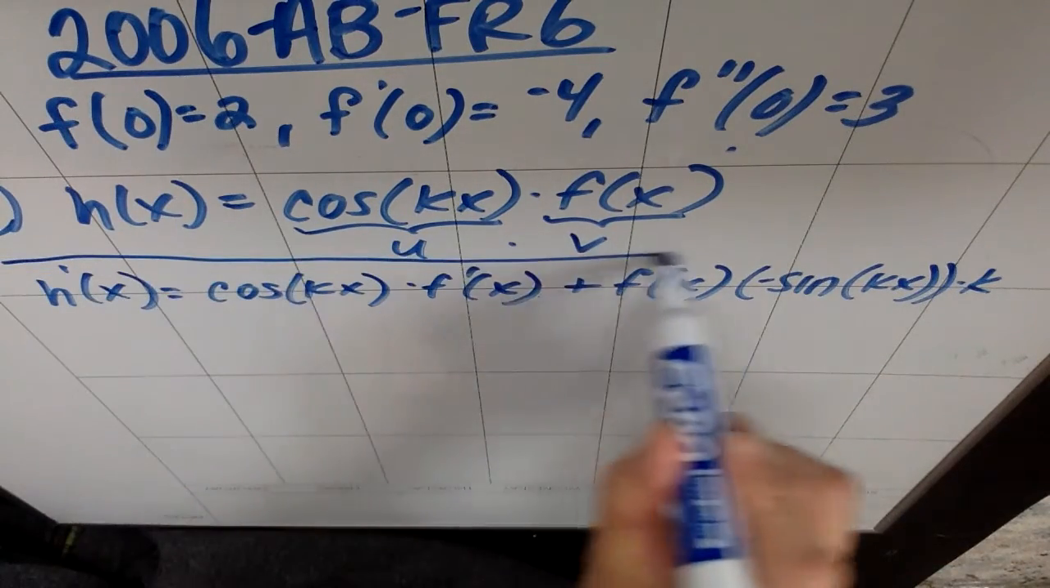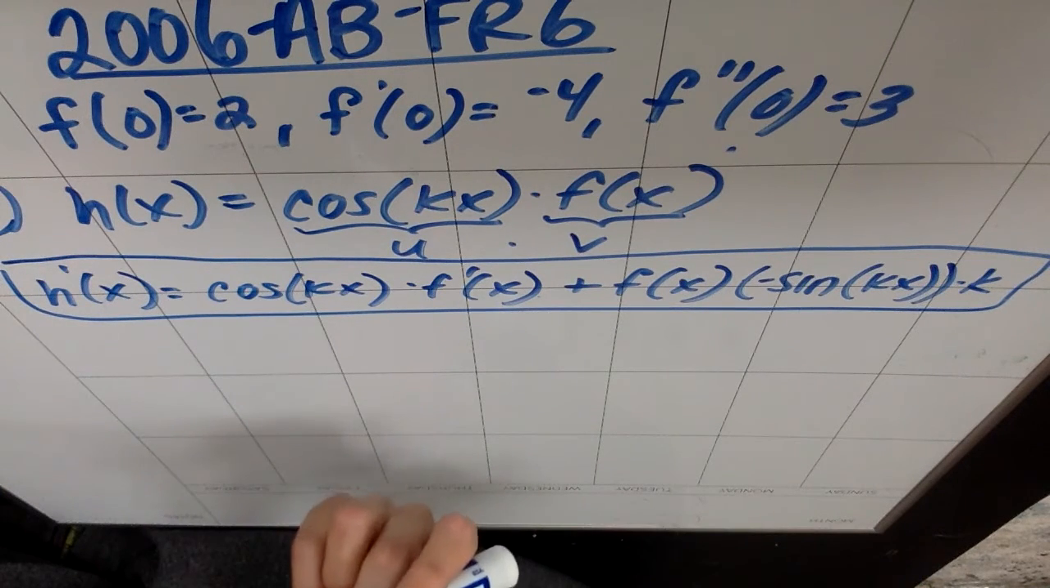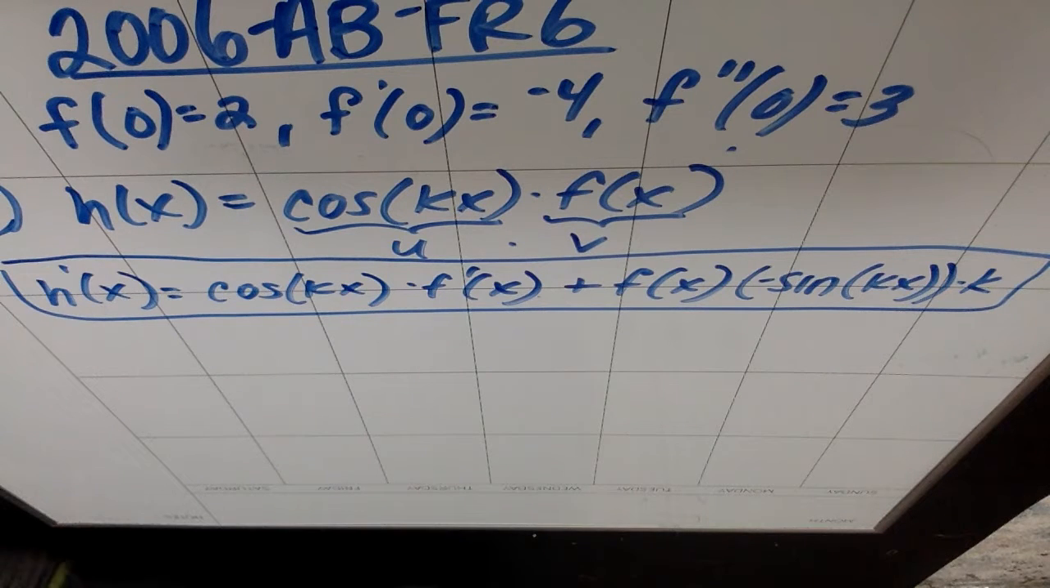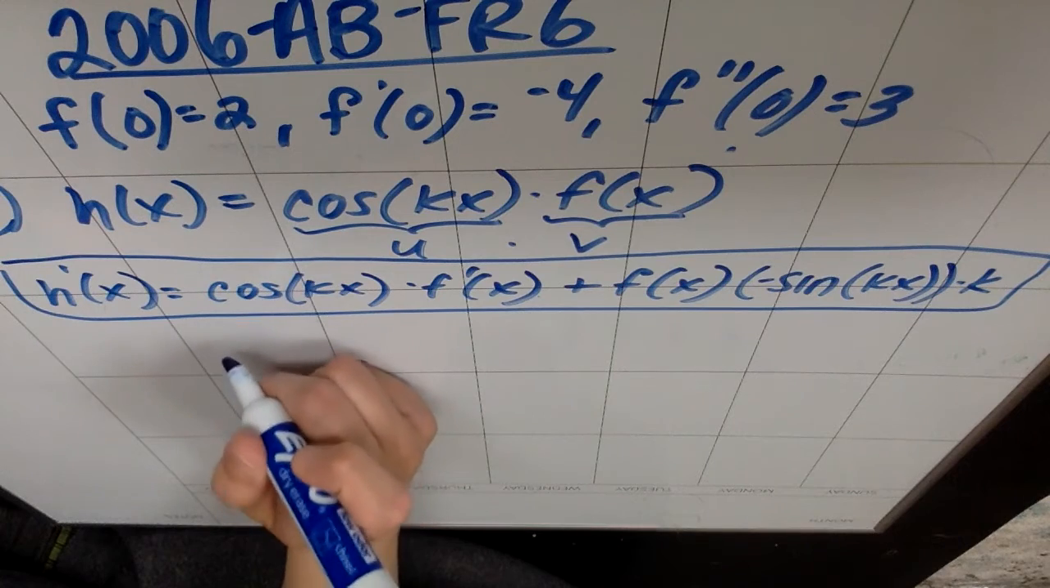This is correct for h prime, and I would argue that the AP is going to give you credit for it because they just said find h prime, and that is correct, right? If you want to make it nicer, great. If you don't, great. Remember, there's not a huge incentive to make things nicer because you risk doing something dumb. We've all been there.